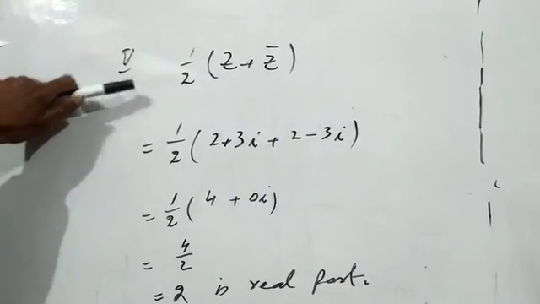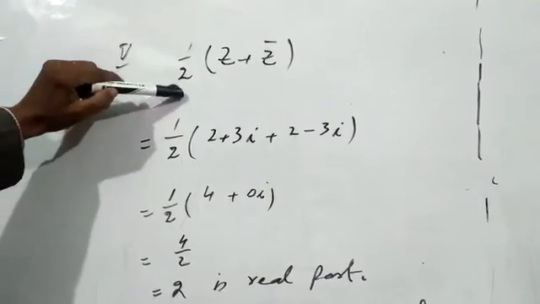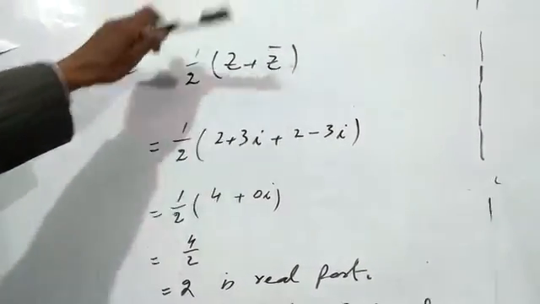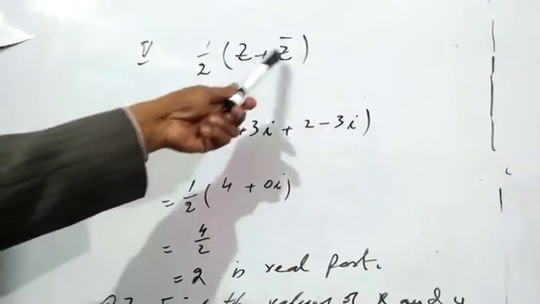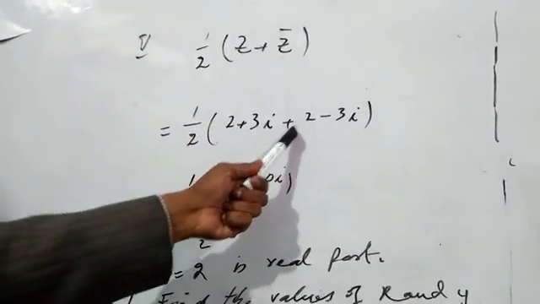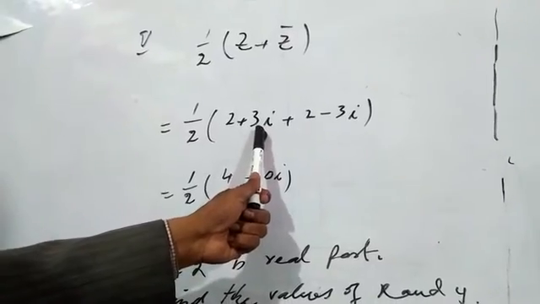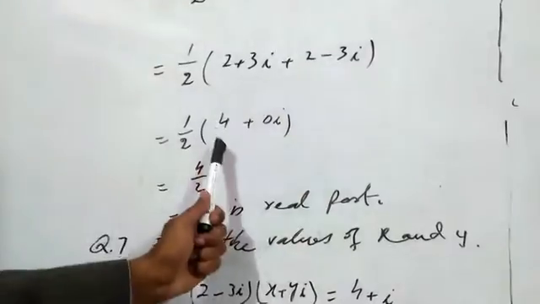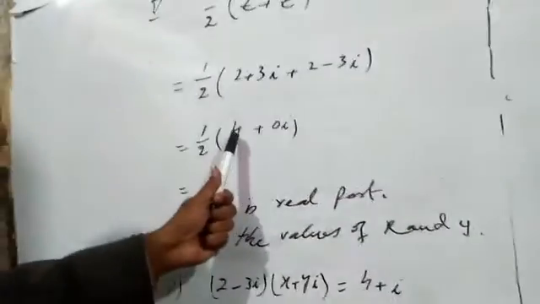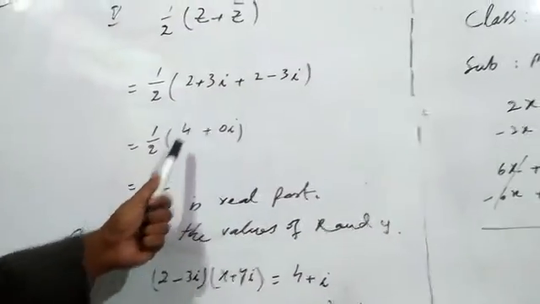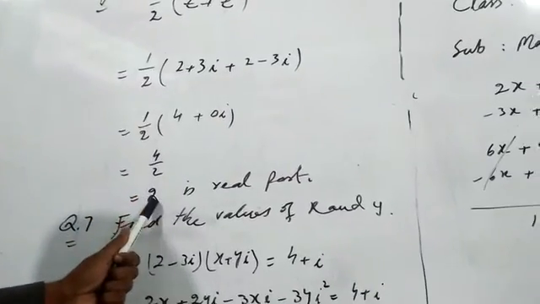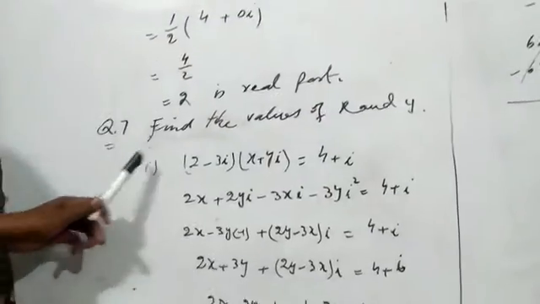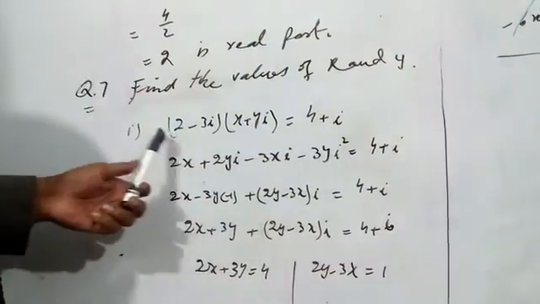In part 5, 1 by 2 of z plus z conjugate is the real part. So we have to prove it by putting the values of z and z conjugate. 2 plus 3 iota plus 2 minus 3 iota. Minus 3 iota and plus 3 iota will cancel each other, and we have only 0 iota. So 2 plus 2 is equal to 4. So 4 plus 0 iota can be written as only 4. So 4 by 2 is equal to 2, which is the real part. So we prove it.